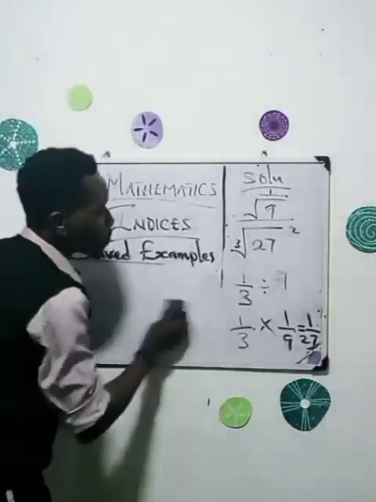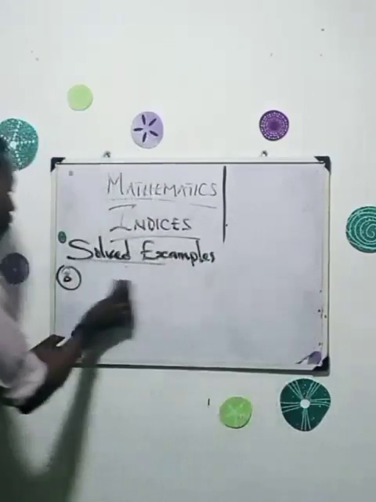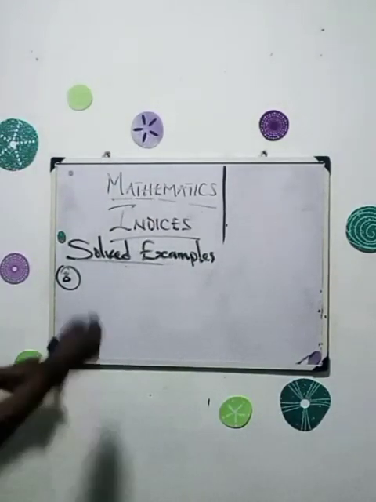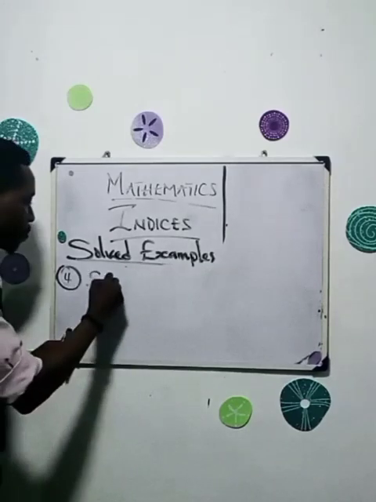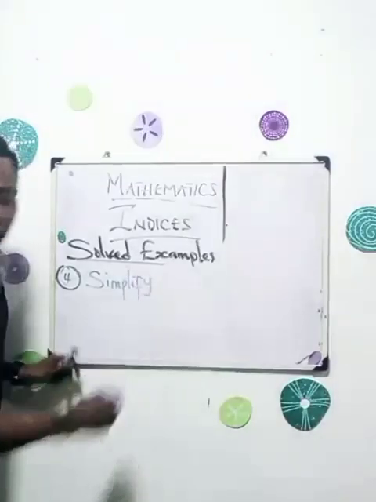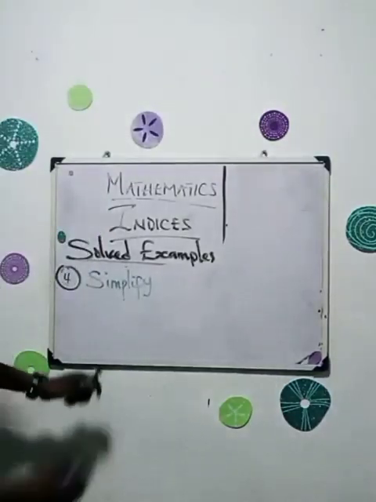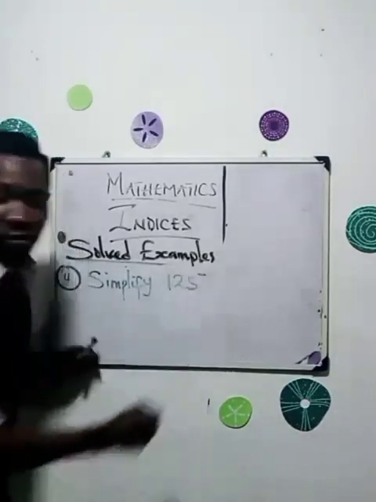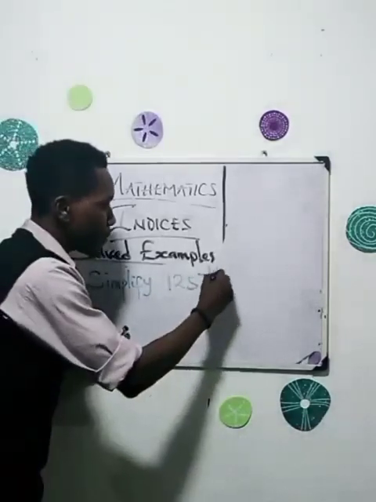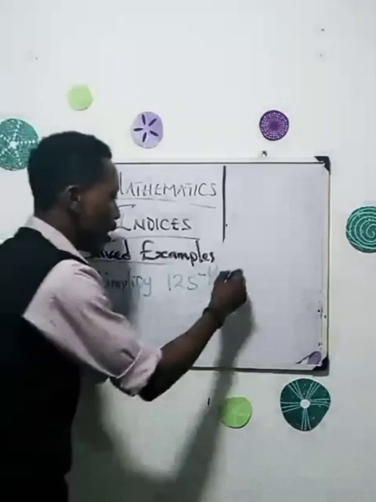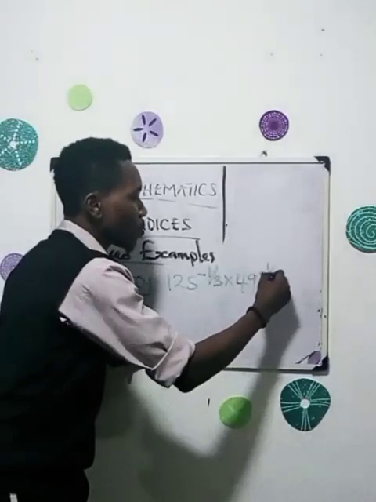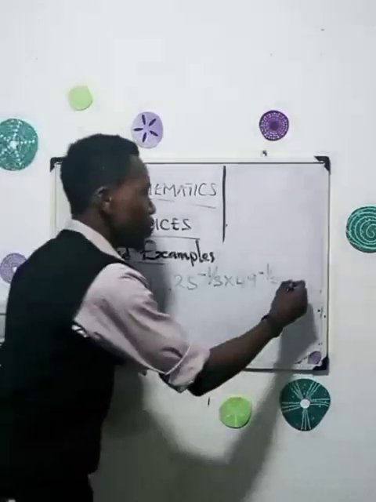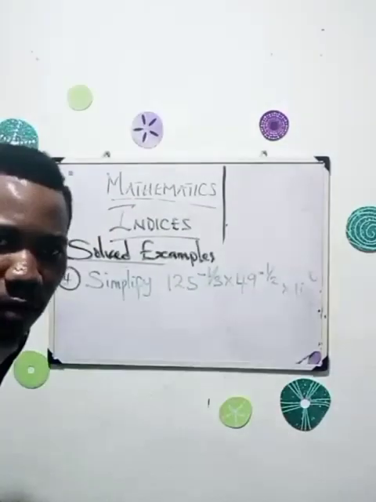Question number 4. Question number 4 says, simplify 125 raised to the power of negative 1 over 3 times 49 raised to the power of negative 1 over 2 times 10 raised to the power of 0. I hope you can see this.